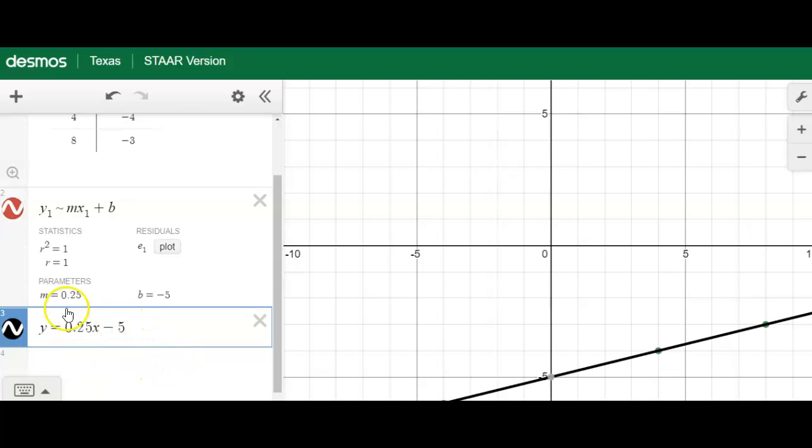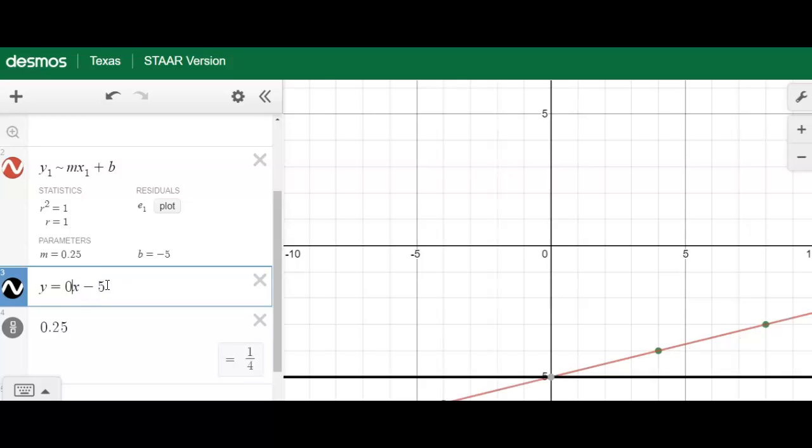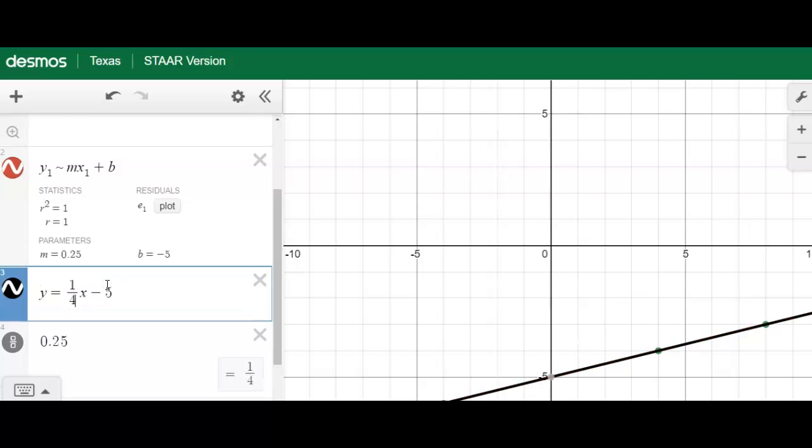But what if I wanted that 0.25 in decimal form? I mean, it is in decimal form. What if I wanted it in fraction form? I can type it in and click this little symbol right here, and it will change it to fraction form for me. Doesn't change the line, it just changes the way that it looks.